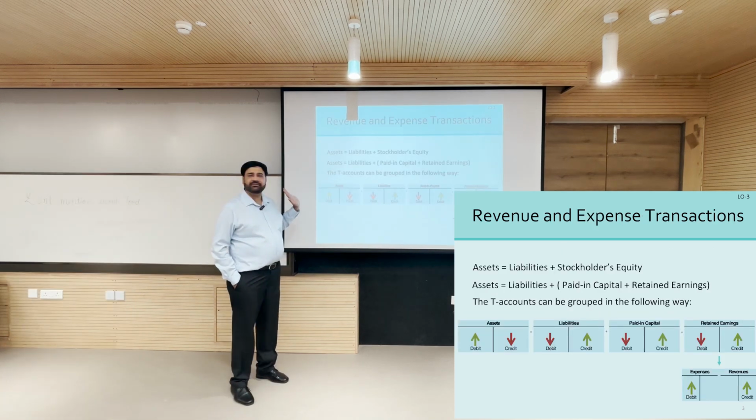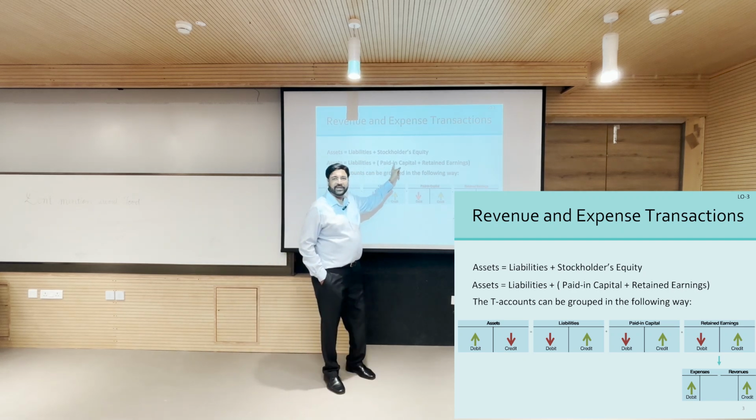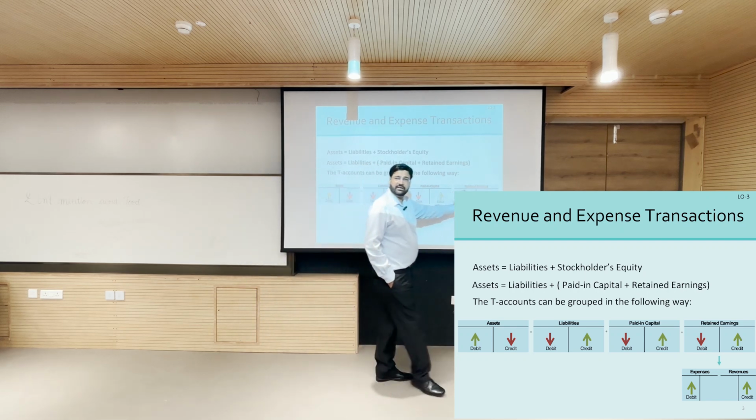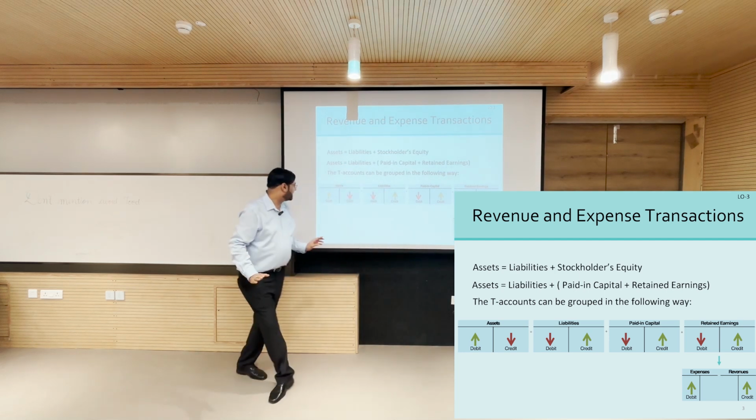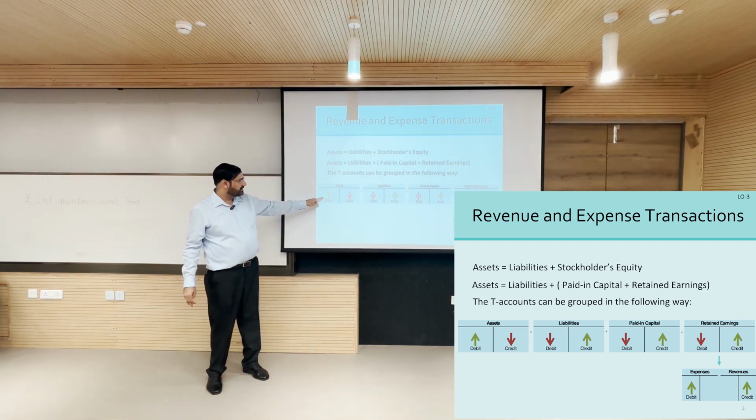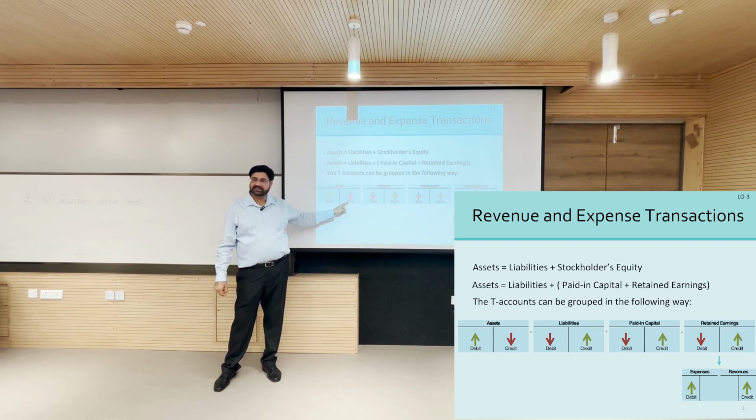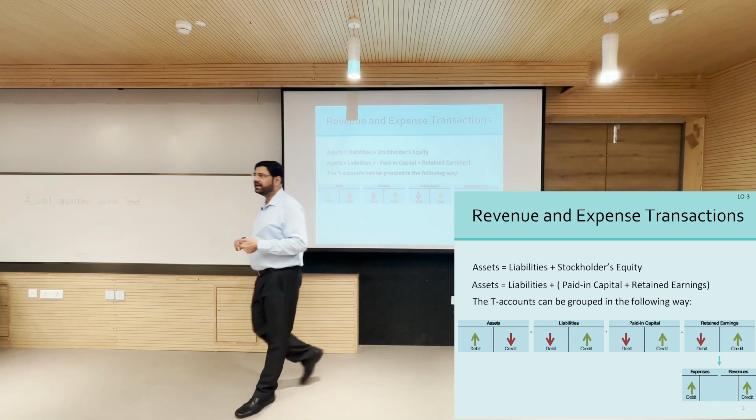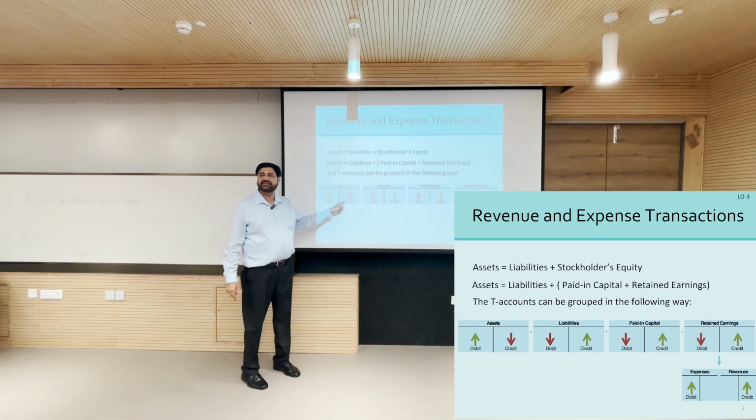Assets equal to liabilities plus equity, we already know from day 1. Assets equal to liabilities plus equity, which has paid in capital or paid up capital plus retained earnings. So, assets are written on this side, liabilities and equity are written on that side. Are you getting it? Now, note it. Assets are debit, increase in assets is debit, and decrease in assets is credit. For everything else, reverse. Simple.